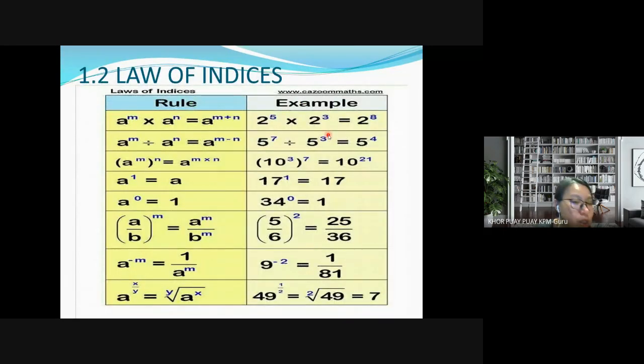Okay, this is the law of indices that teacher mentioned. Now, in the formula sheet, they only give you 1, 2, 3. But there are other formulas that you should know. So please make sure that you go through them, especially those in the textbooks. For those who don't have reference books.